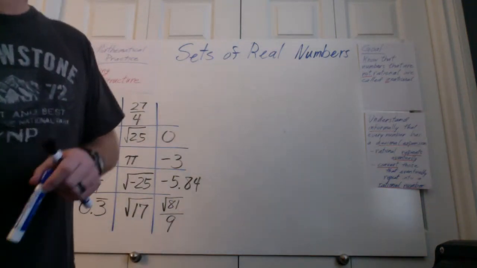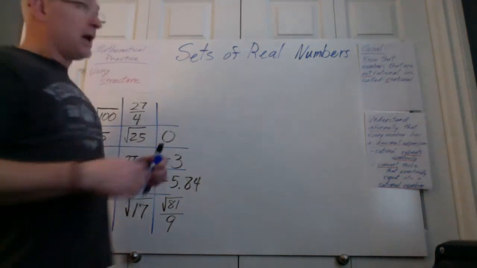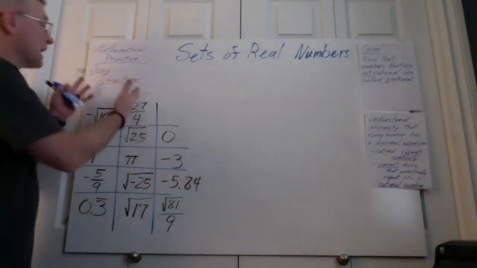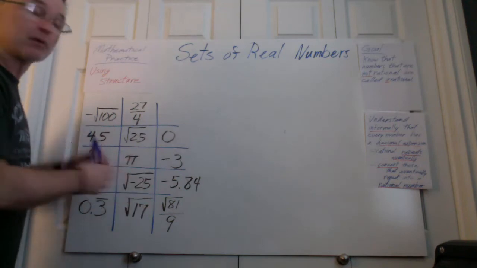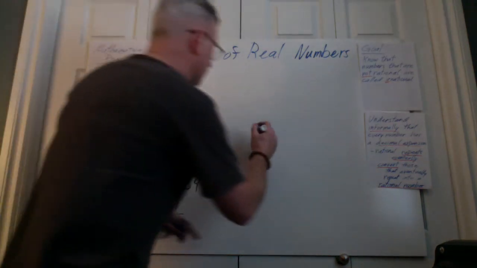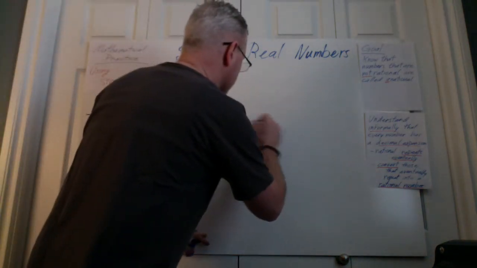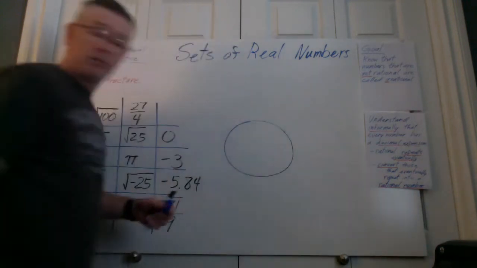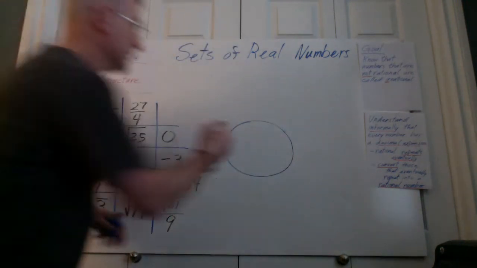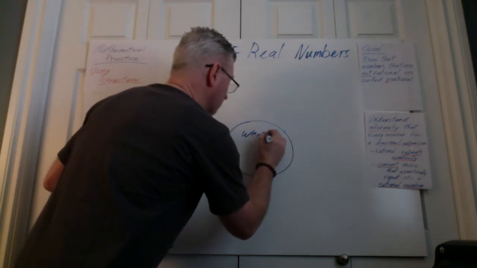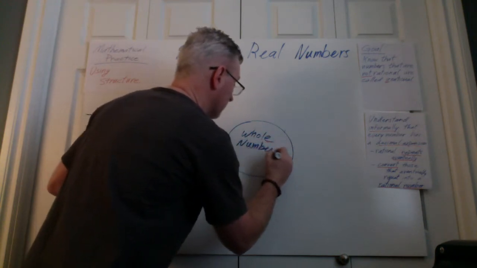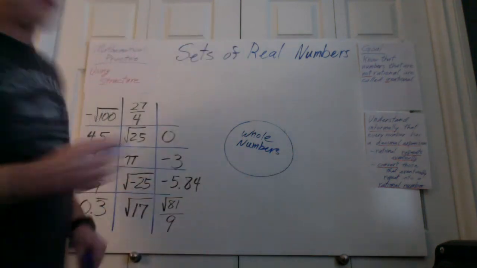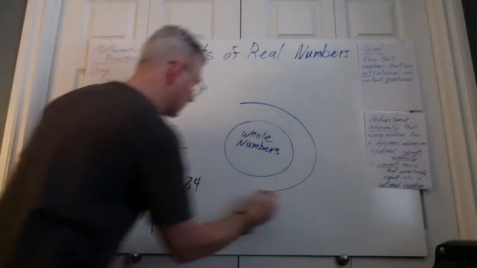So I'm going to draw a little bit of a Venn diagram, which goes with the idea of us using structure to make sense of where these things are and how they're related to each other. I'm going to draw a circle here, and I'm going to put whole numbers in there. And then outside of that, I'm going to put integers.